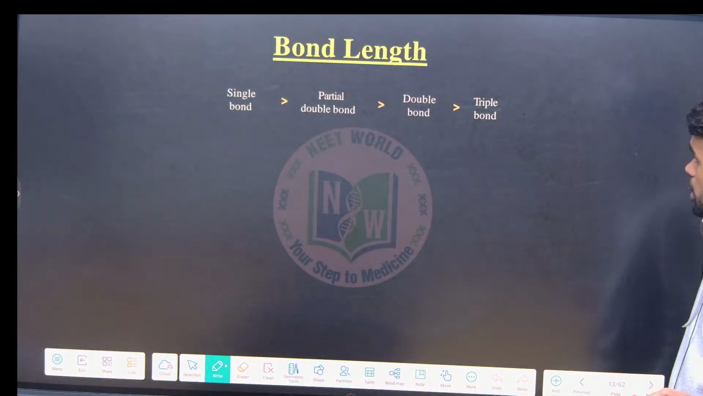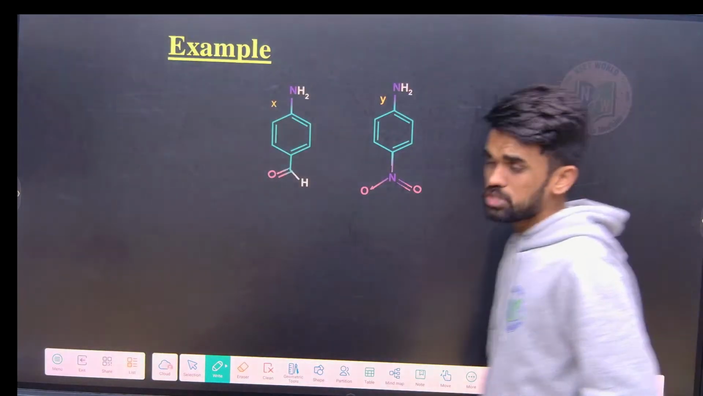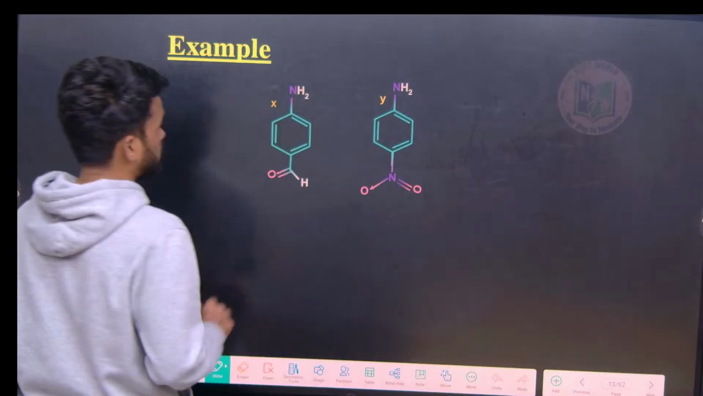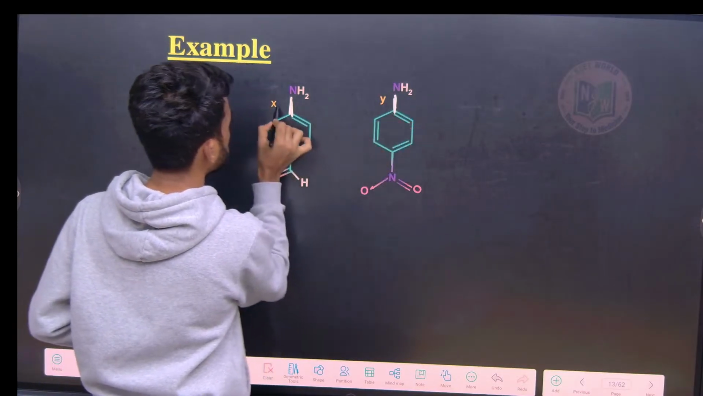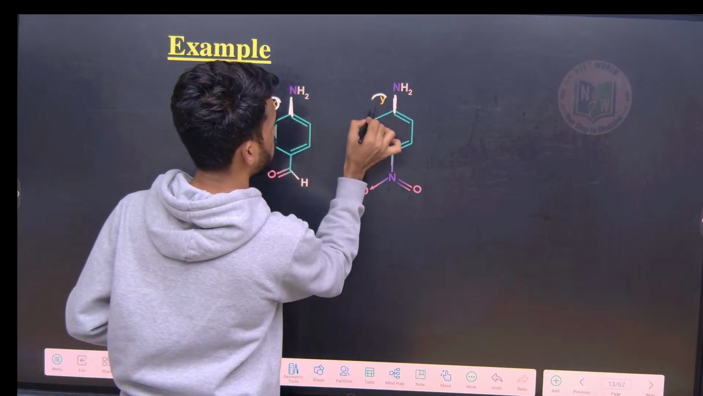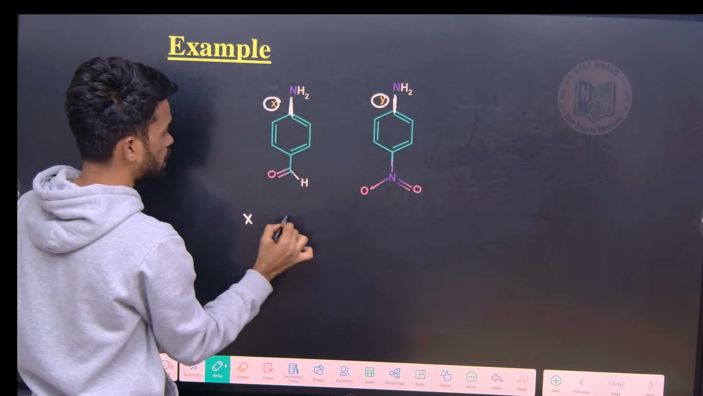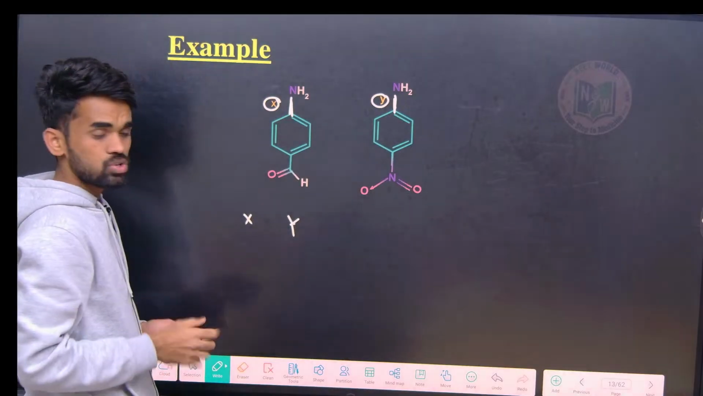Next. Here, look at this, X and Y compounds are mentioned. See, just tell me what is the bond length here. How will it vary, like these 2 things are there. What is the bond length here? X, and here it is Y. So whether X is greater than Y or Y is greater than X. So how can you answer?